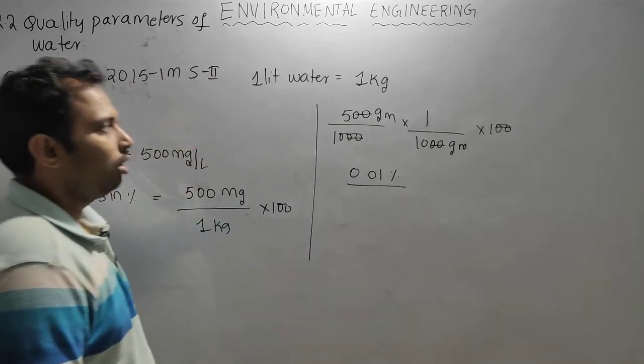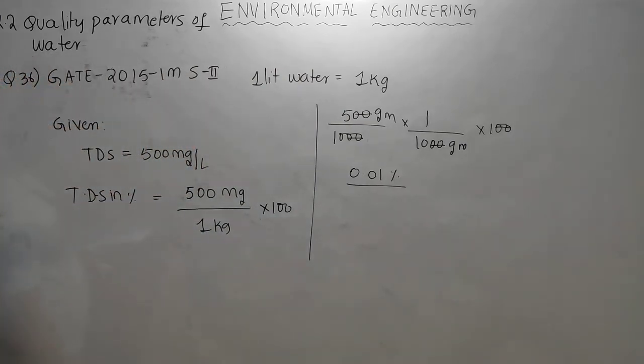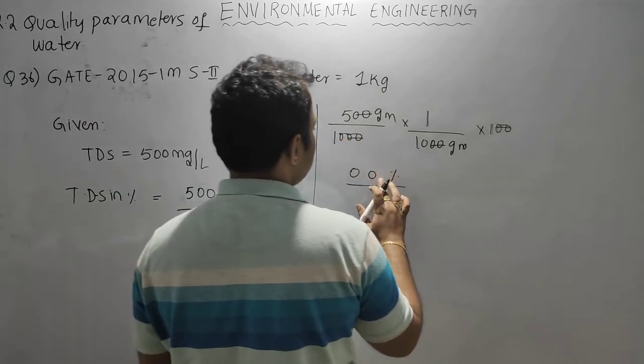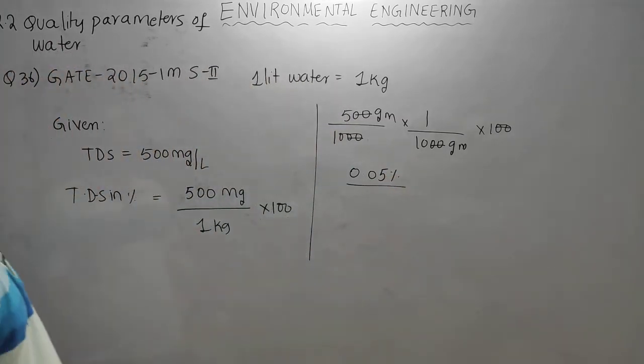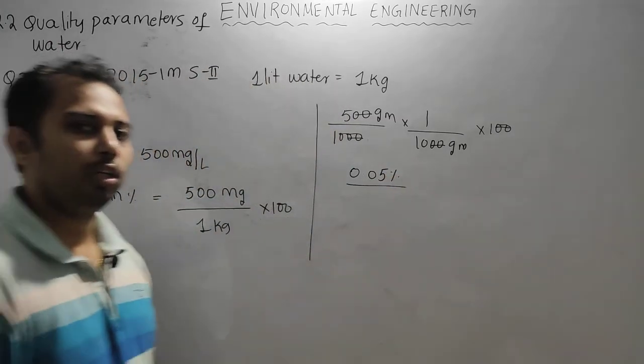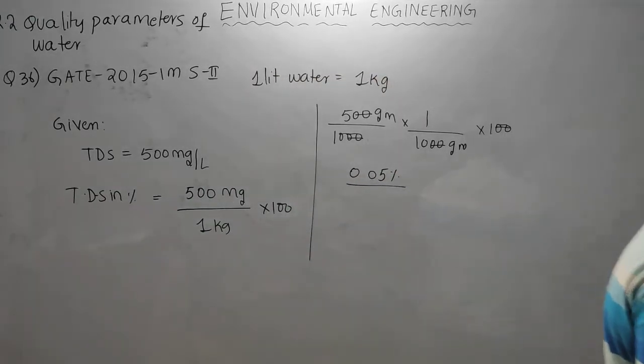So the value of TDS in percentage is 0.05 percent. So this is question number 36, GATE 2015, 1 mark question from set 2.